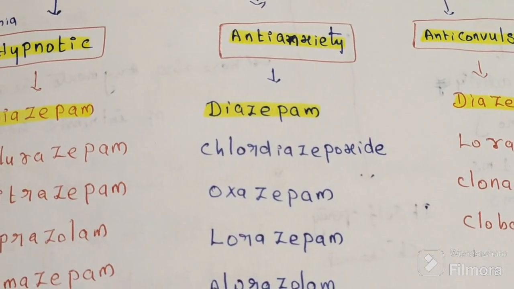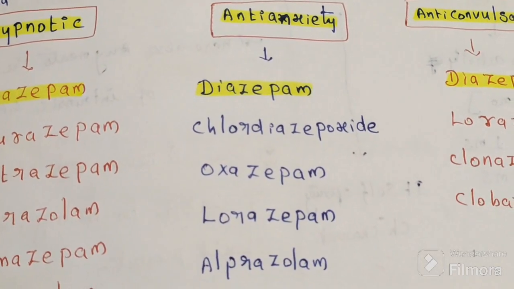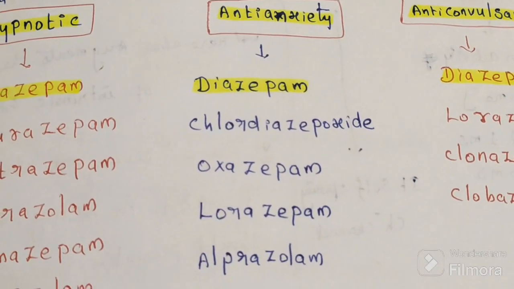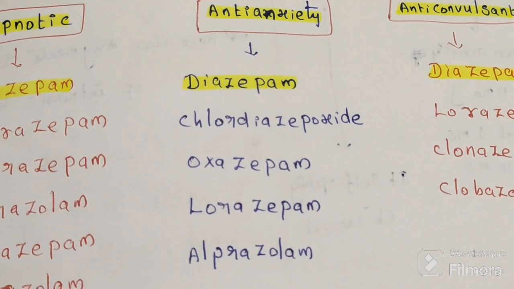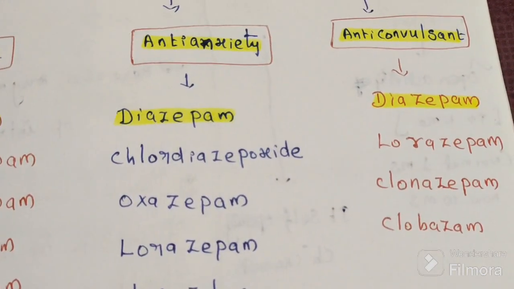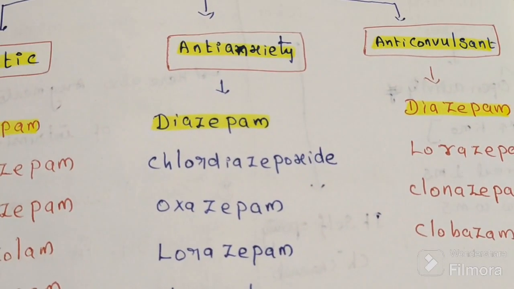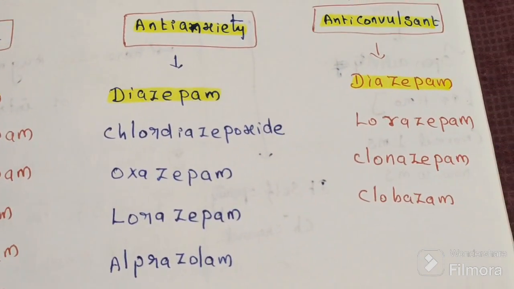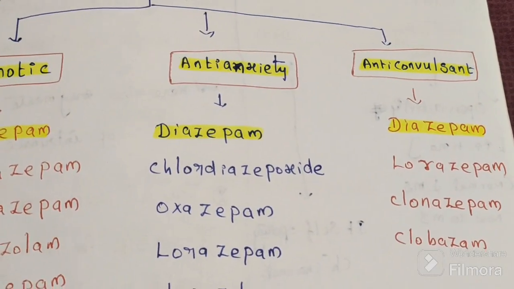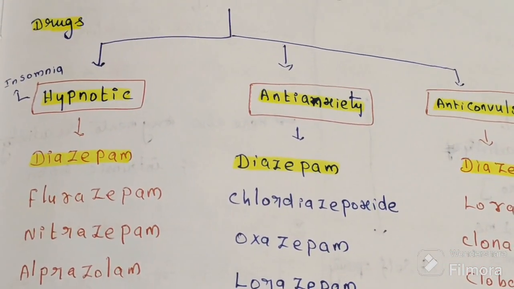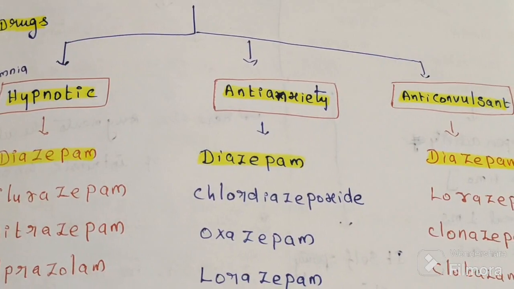In anxiety drugs, we are using the same diazepam, then chlordiazepoxide, oxazepam, lorazepam, and alprazolam. For anticonvulsants, here diazepam, then lorazepam, clonazepam, and clobazam. These are the many drugs we are using for hypnotic, anxiety, and anticonvulsant.